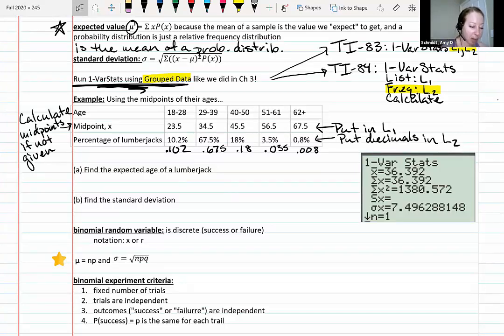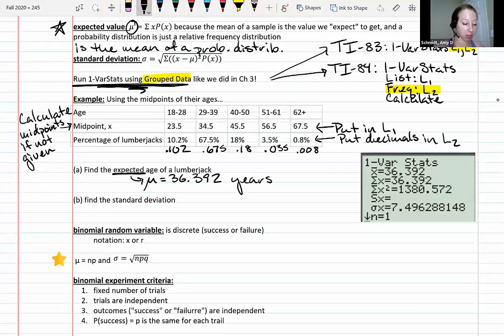So find the expected age. There's a key word. I need you to learn to watch for this one. They're essentially asking you for the mean. We use the symbol mu, even though we only have X bar to work with, and that's fine. I told you back in chapter 3 that they're interchangeable when the context is not specified. So 36.392 years. I think I made these numbers up, if I remember right, but it kind of makes sense. I would expect a lumberjack to be around 36 years old.